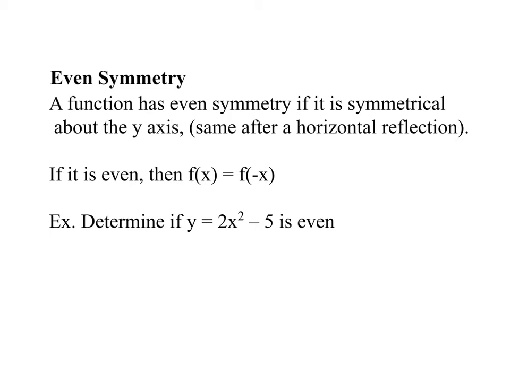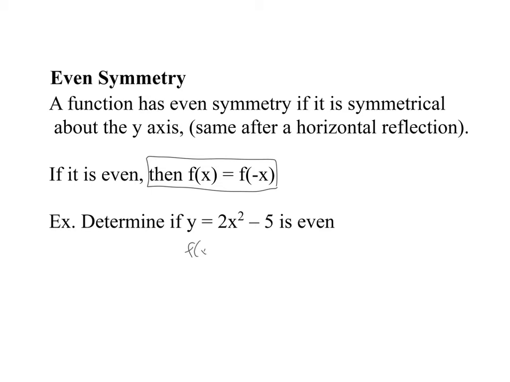So even symmetry, we've talked about already, is if it's symmetrical horizontally, but we're going to look at it from an algebra perspective. If we look at algebra, and you remember from Math 30-1, a horizontal reflection occurs when we take our x coordinates and make them all negative. So all we have to do is compare our original equation to the horizontal reflection equation and see if they're the same. If they are, it's even. If they're not, then it's not even. So it works pretty simple.